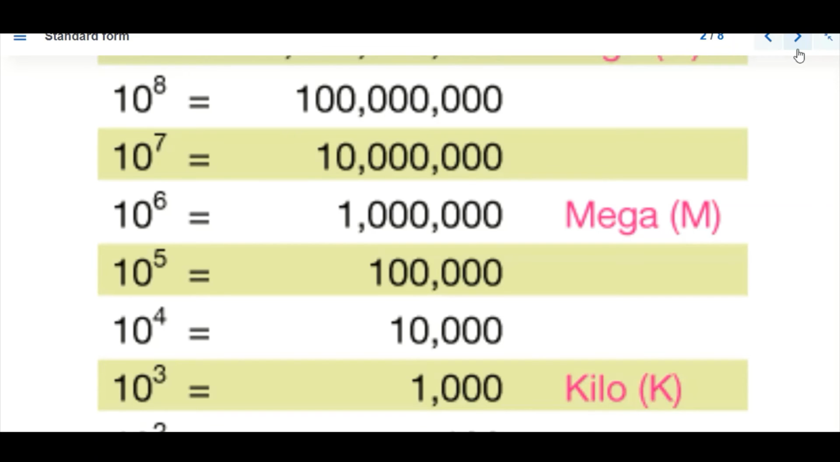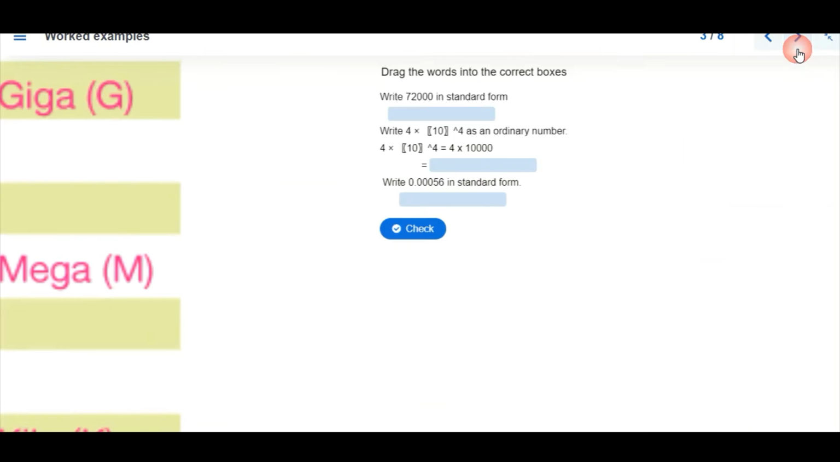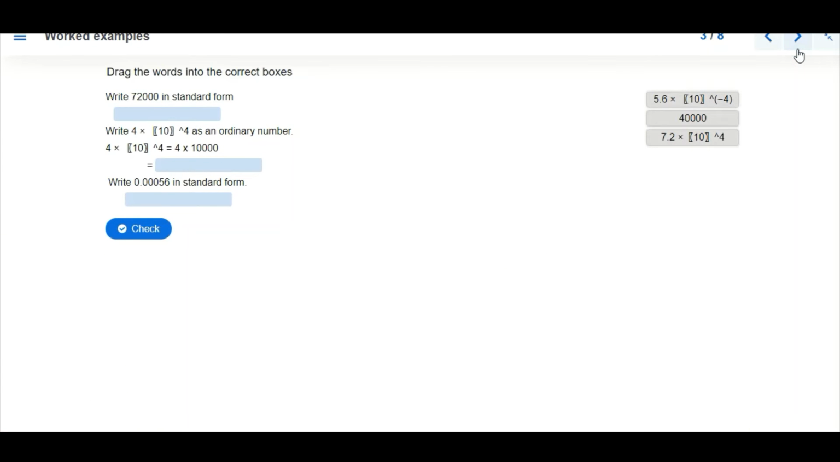So we can express our standard form in this form. We have a huge number, we have huge figures, and we want to reduce it, then we write in standard form. Now if we have an activity here, we have to write 72,000 in standard form. Based on the explanation we had before, how many zeros do we have there?